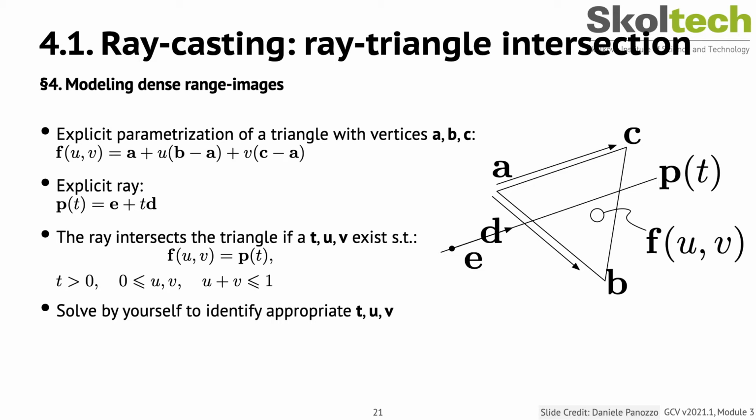The ray intersects the triangle if there exists a triple t, u, and v, such that these two quantities, p of t and f of uv, intersect. So they're actually equal. So it's very easy to solve by yourself to identify the appropriate combination of t, u, and v.